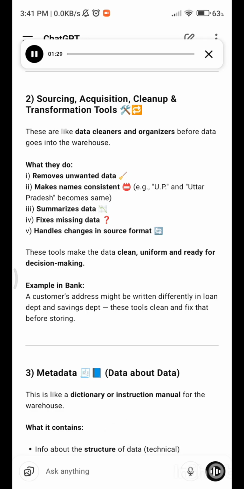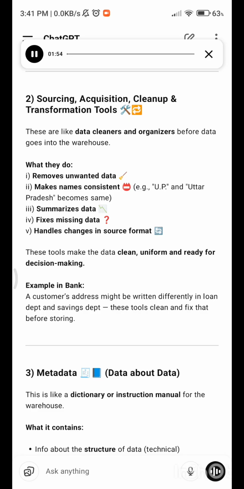These are like data cleaners and organizers before data goes into the warehouse. What they do: 1. Removes unwanted data. 2. Makes names consistent, e.g., UP and Uttar Pradesh become the same. 3. Summarizes data. 4. Fixes missing data. 5. Handles changes in source format. These tools make the data clean, uniform, and ready for decision making.